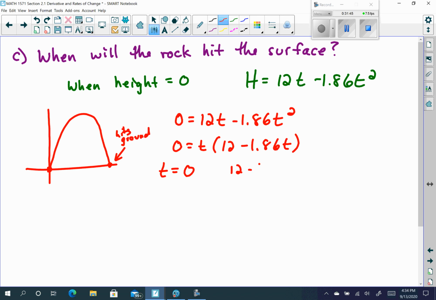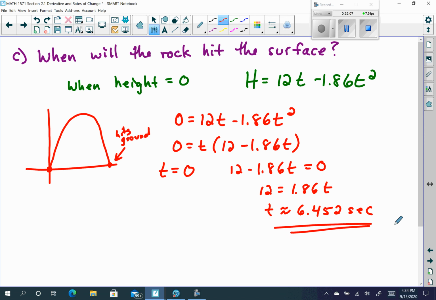So we would set 12 minus 1.86 t equal to 0. So 12 would equal 1.86 t. Now just divide 12 by 1.86, and we'll round to just 3 decimal places. So t is approximately 6.452 seconds. So it's in the air for a total of about almost 6.5 seconds here. But again, it takes this parabolic path, but this is just tracking height versus time. So right over here would be that 6.452 seconds is when it came back down.